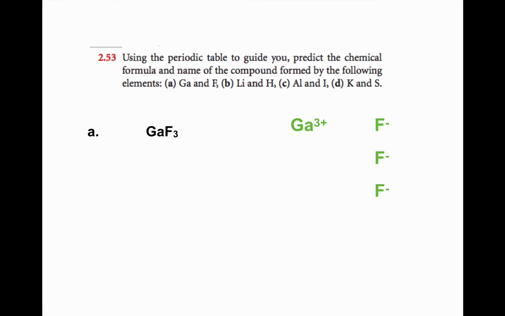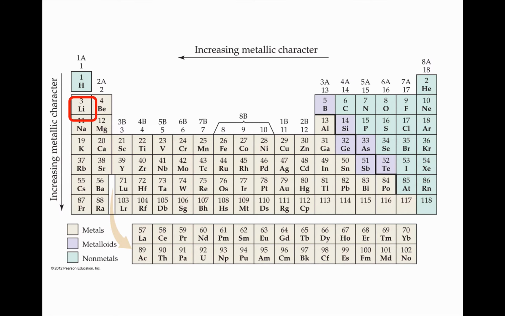Now looking at B, lithium and hydrogen. Lithium's easy. It's all the way on the left-hand side of the chart. The farther we get away from the staircase, the easier it is to take electrons off. So lithium is in group 1A. Therefore, it's going to lose one electron to become lithium plus cation.